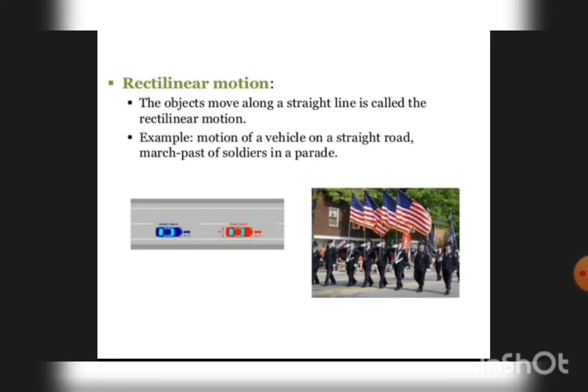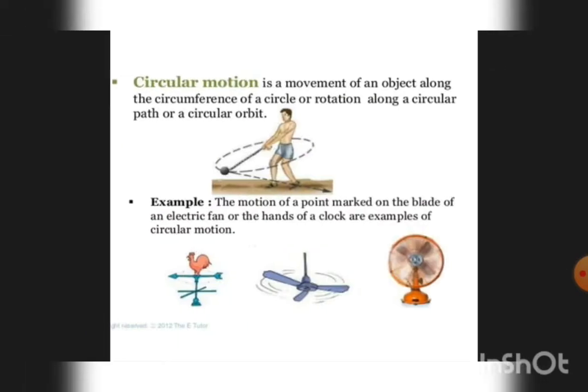Now what is a rectilinear motion? The objects moving along a straight line is called a rectilinear motion. Example, motion of a vehicle on a straight road, march past of a soldier in a parade. These are some examples of rectilinear motion.